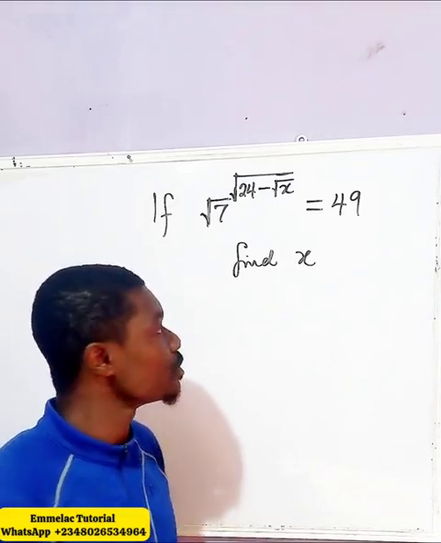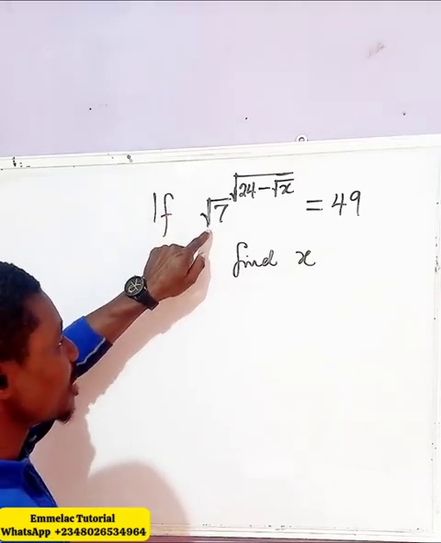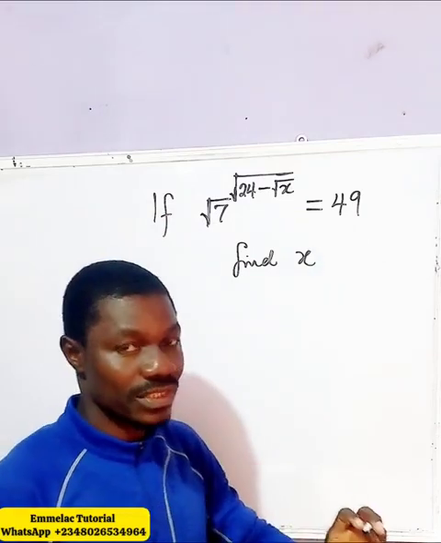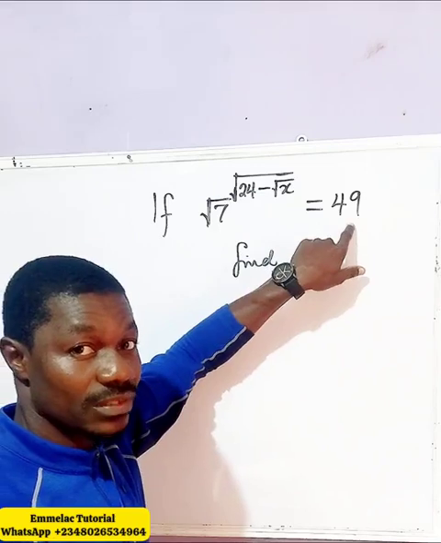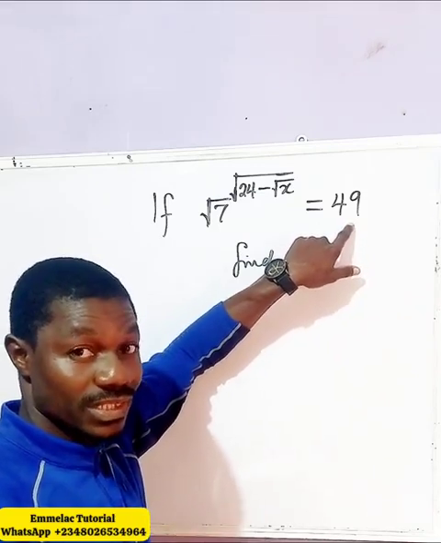This is just very simple. If you look at the left hand side, you get to see that this is a square root of 7. And the right hand side is 49. So 49 here is also a factor of 7, which can also be reduced to a base of 7.